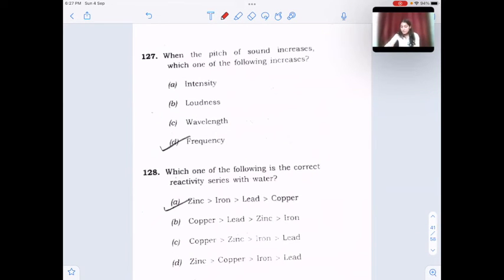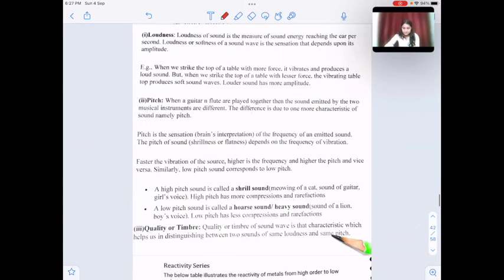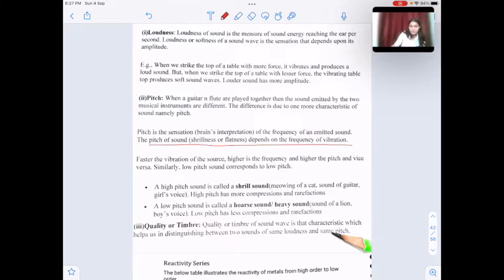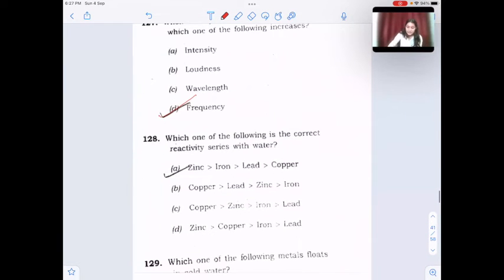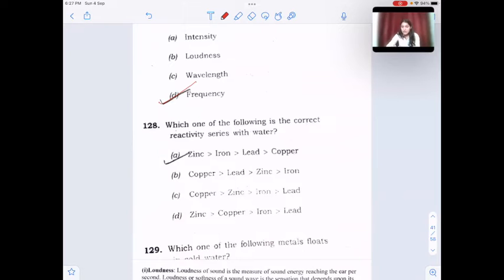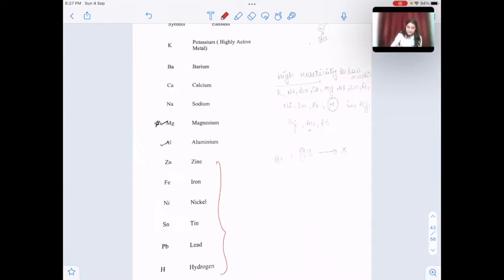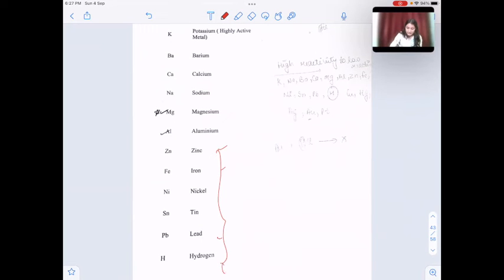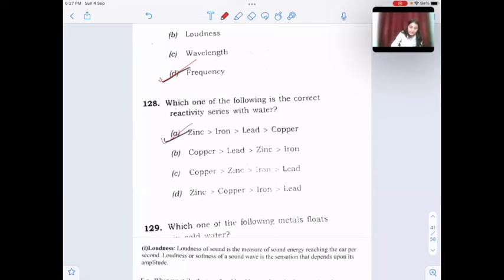When the pitch of a sound wave increases, which one of the following increases? Very simple question. The pitch of a sound wave depends upon the frequency of vibration. So option D. Okay, next question is about the reactivity series. So here the reactivity series is given. You can see zinc is more reactive than iron, then lead, and then copper. So the answer is option A. Zinc, iron, lead, and copper.